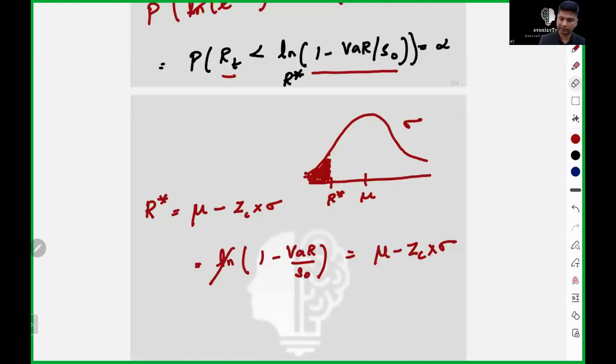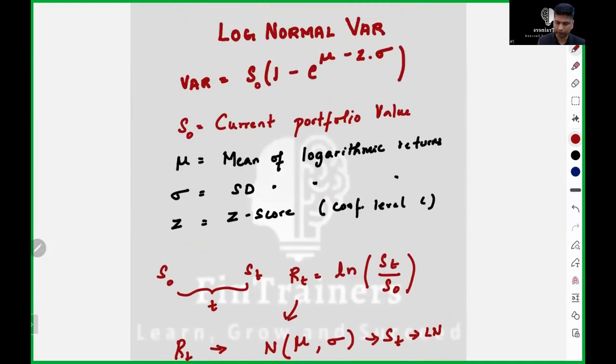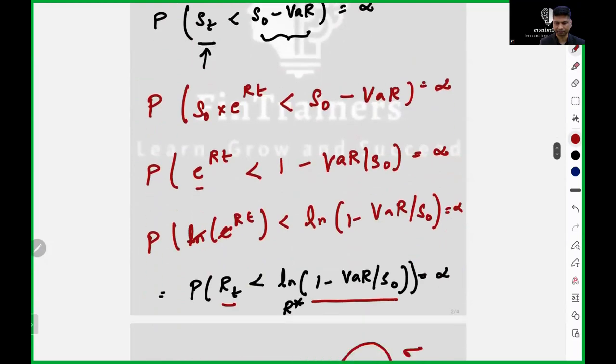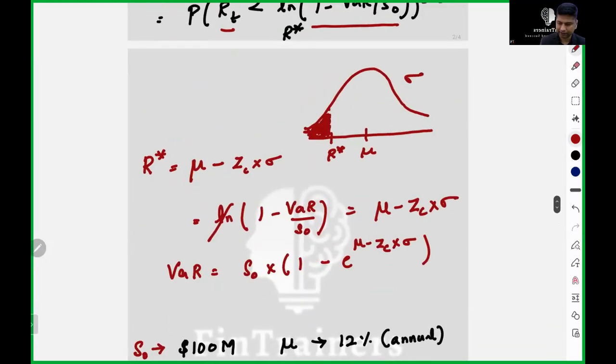After this, you will just have to exponentiate both sides, and my VAR is now going to be given as S0 multiplied by 1 minus e to the power mu minus zc multiplied by sigma, which was the equation which we wrote previously, right? So 1 minus e raised to the power mu minus the critical value of that confidence level multiplied by the standard deviation. So we have arrived at this equation. This is my log normal VAR.